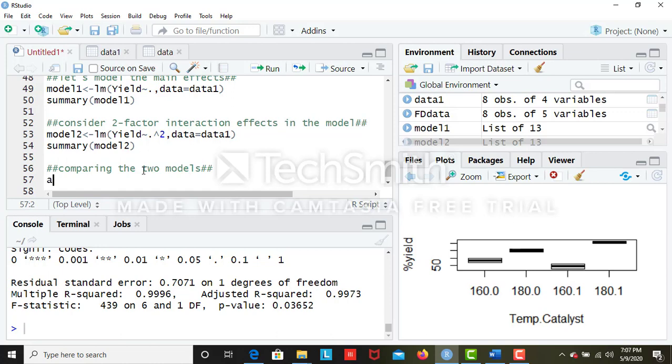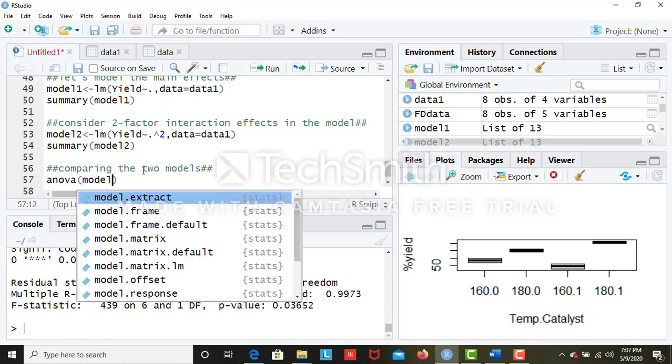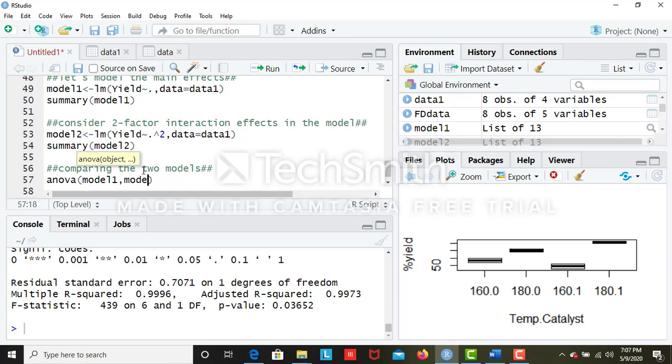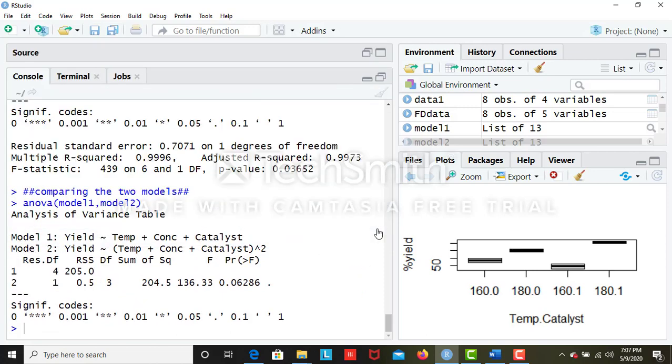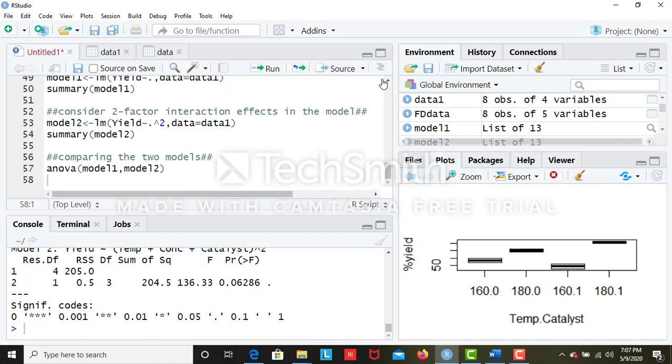So I'm going to say ANOVA model 1, then model 2. So I'll run this and let's look at the results. So I have this to be not significant. So there is no significant difference between those two models. As you can see, indicated by the p-value here, there is no significant difference. So either model could actually be used as far as the analysis we've done so far is concerned.